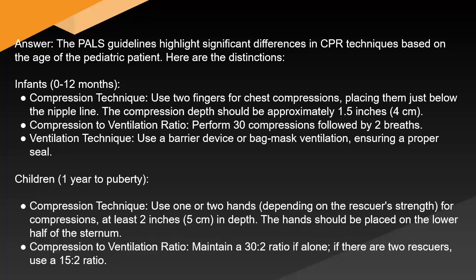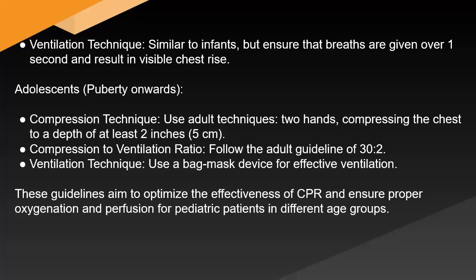Children, 1 year to puberty. Compression technique: use 1 or 2 hands depending on the rescuer's strength. For compressions, at least 2 inches, 5 centimeters in depth. The hands should be placed on the lower half of the sternum. Compression to ventilation ratio: maintain a 30-to-2 ratio if alone. If there are 2 rescuers, use a 15-to-2 ratio. Ventilation technique: similar to infants, but ensure that breaths are given over 1 second and result in visible chest rise.